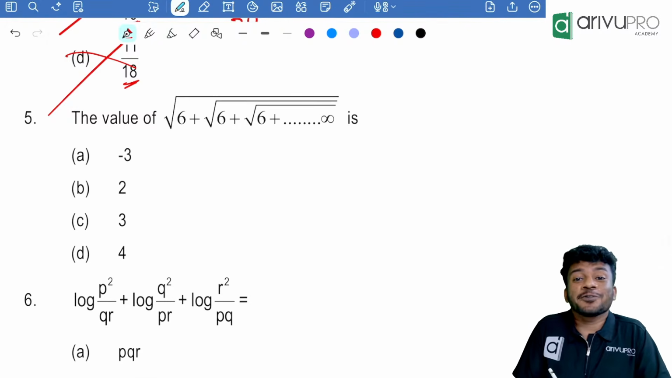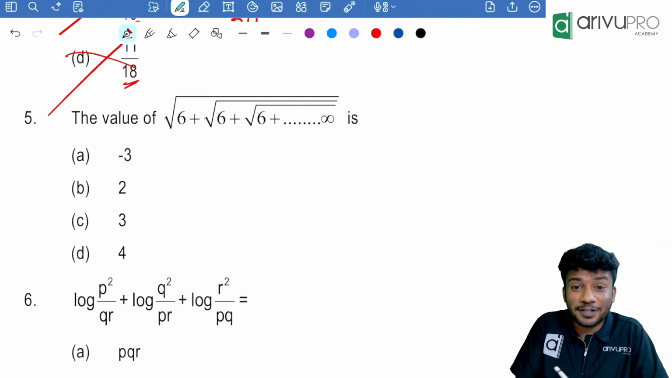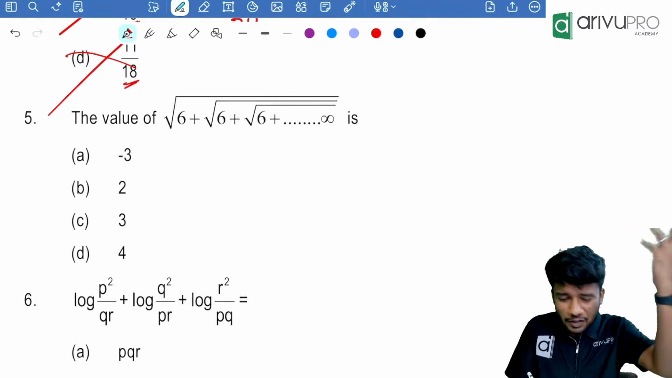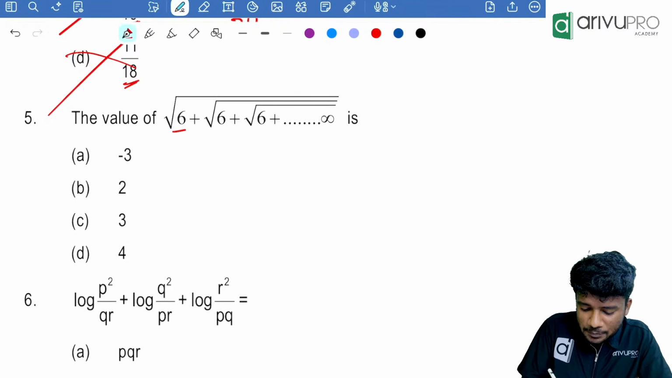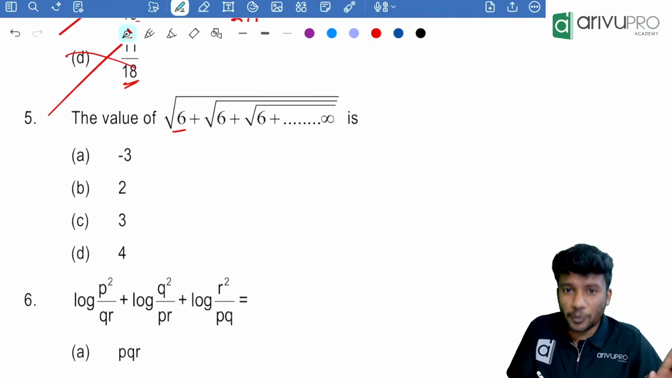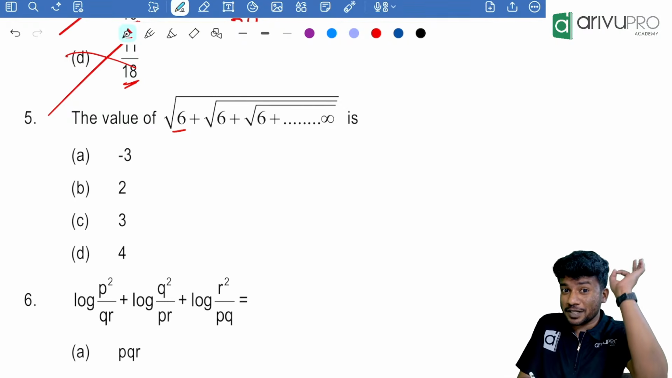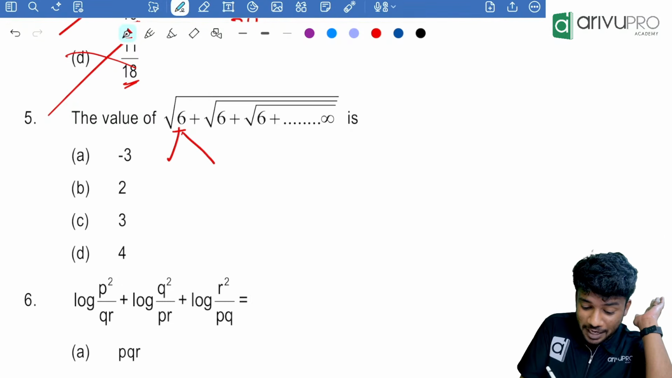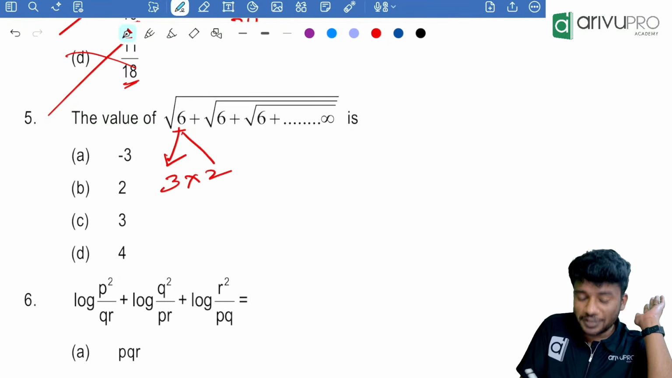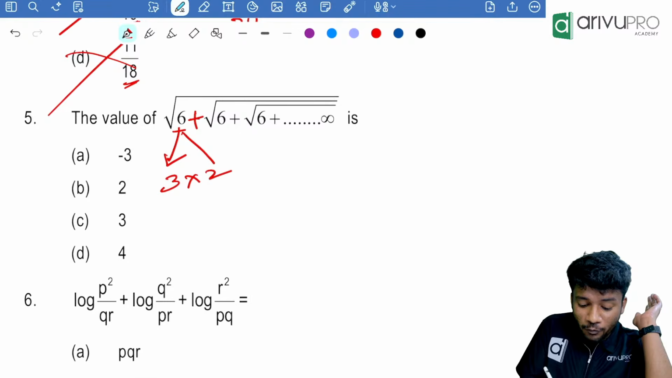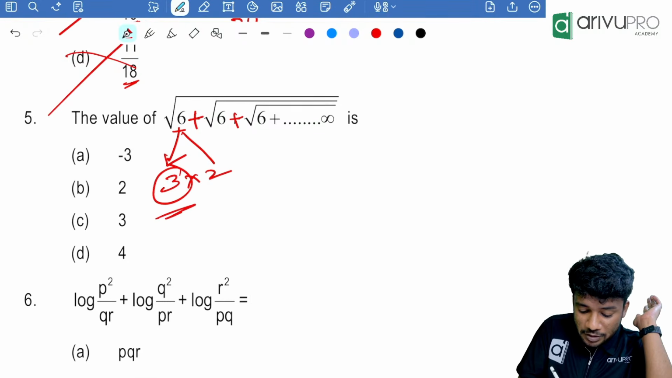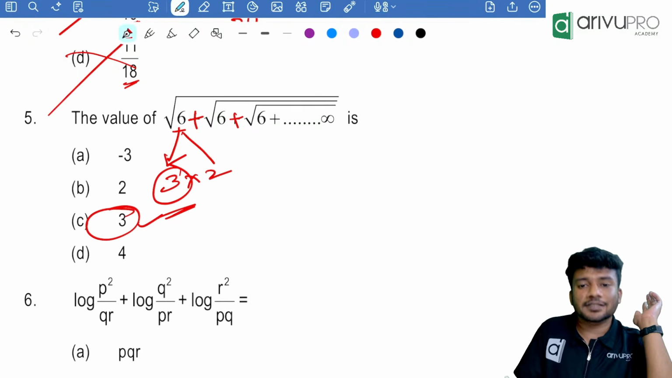Now we can use our shortcut whichever we have used in our marathon or in our regular class. Look here, people. 6 plus root of 6 plus root of 6 plus root of 6 and so on. 6 can be written as 3 into 2. Since the sign over here is plus, which number will be your answer? The biggest number will be your answer.